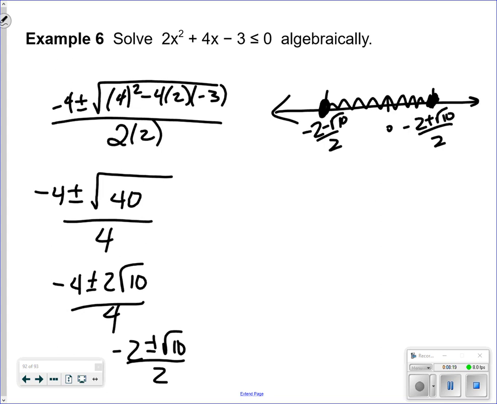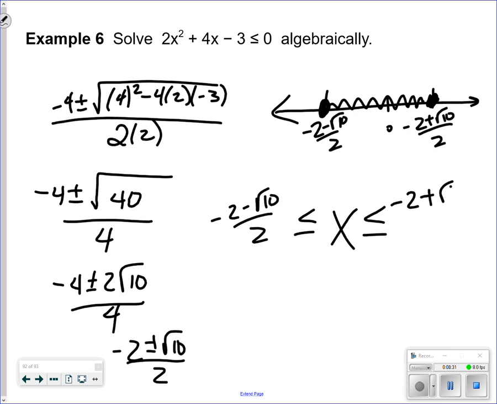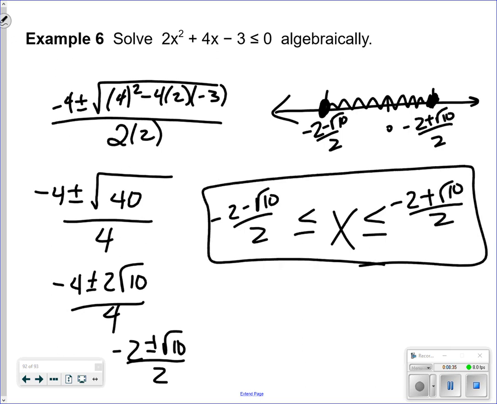So how would I write my answer? In between -2 minus the square root of 10 and -2 plus the square root of 10 over 2. So that's as hard as I can make this, by the way. That's as nasty as this gets.